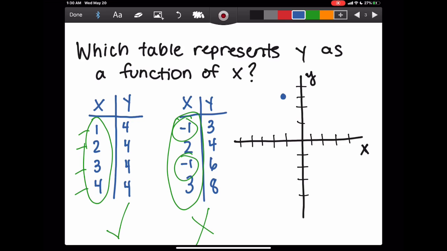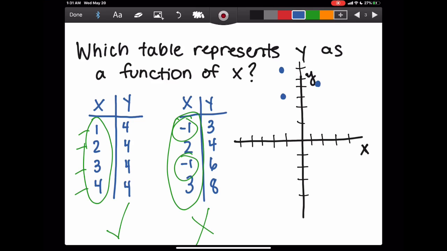2, 4. I'm going to put a point at positive 2 on the x and up to 4 on my y-axis. I'm going to put a point there. -1 and 6. I'm going to go over to -1 and I'm going to go all the way up to 6. You can't see 6 here. Make 2 more points here. I'm going to go all the way up to 6. -1 and 6. I'm going to put a point here.